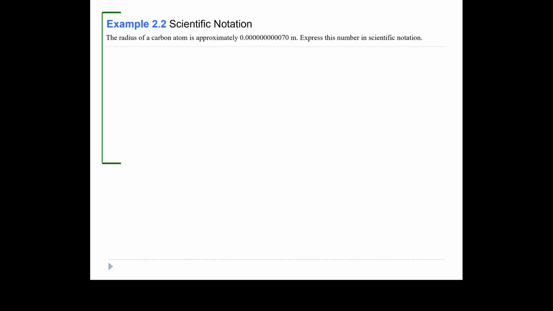Can you put this number in scientific notation for me? You may have to walk closer. Can you tell me, will the exponent be positive or negative just by looking at the number? Negative. How do you know that? Because it's a little number. Small numbers have negative exponents. That's right.